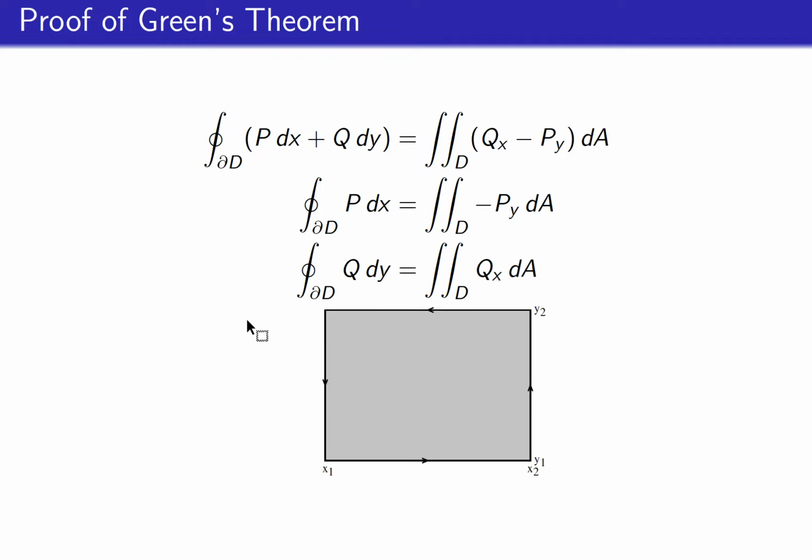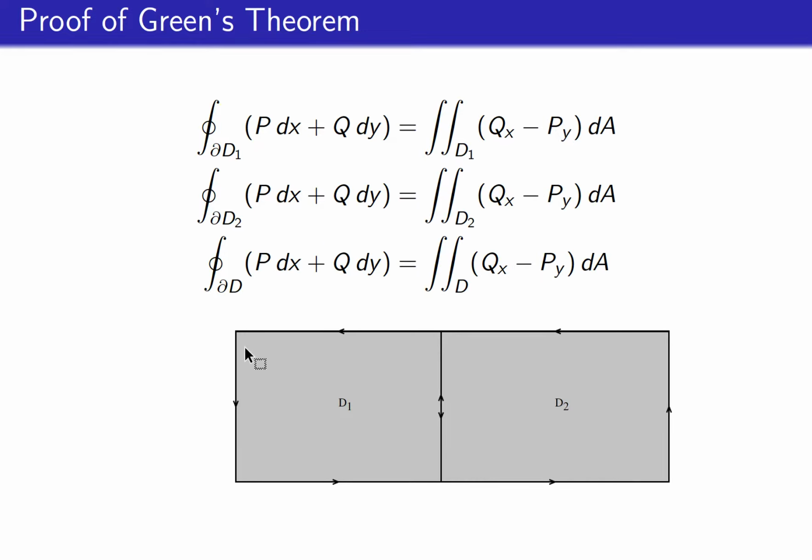And you might think, well, now I've got to do it all over again for other shapes. Actually, no. The next part is the coolest part of this whole theorem, of this whole proof. Let's say I had, for instance, two rectangles like this, and they just abut each other. This is region D1, this is region D2, and we can use Green's theorem on D1 and on D2. Let's say we add these two equations. So add these two together, add these two together.